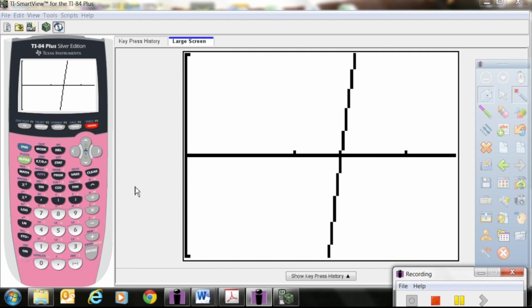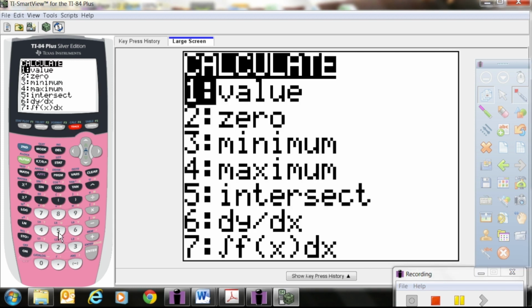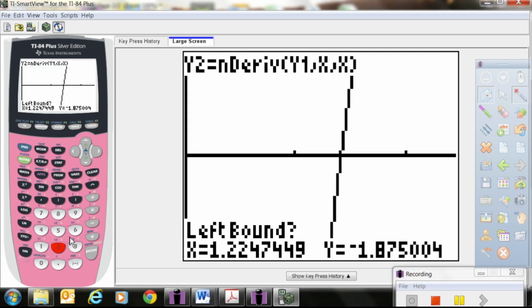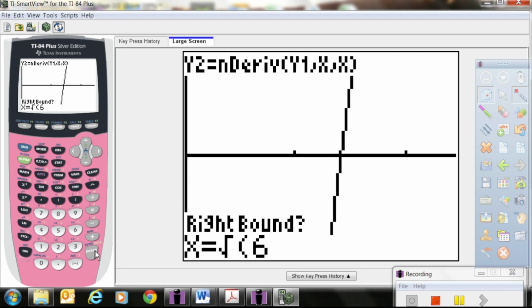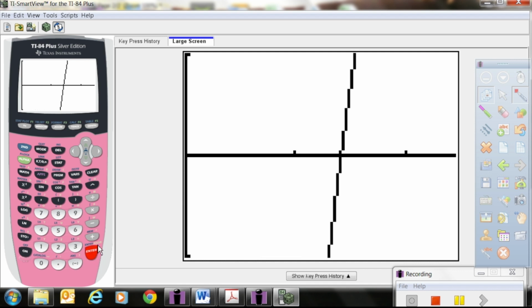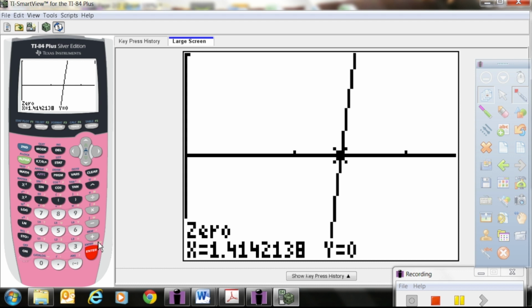So now I'm going to find this root. So second, trace, and go to find that 0. I know that this is between 0 and root 6, or it's supposed to be, right? So I'm going to put 0 in for my left bound and root 6 in for my right bound. You can do anything you want to. It just kind of makes it faster sometimes. And then you hit enter and it should go to it. So 1.414 would be where my minimum is.